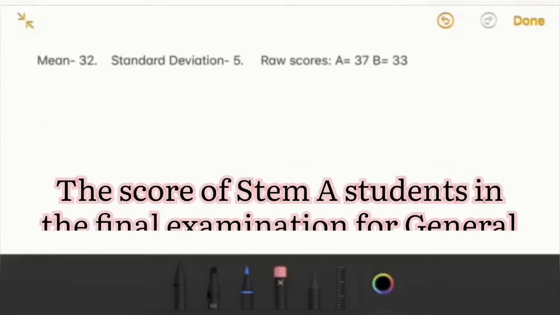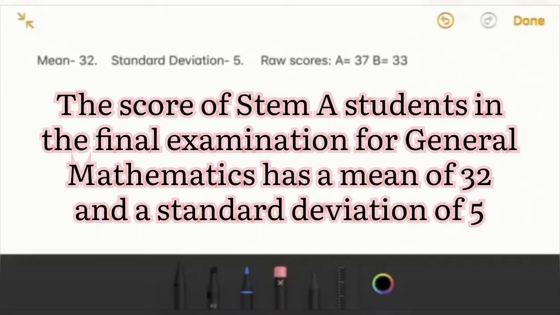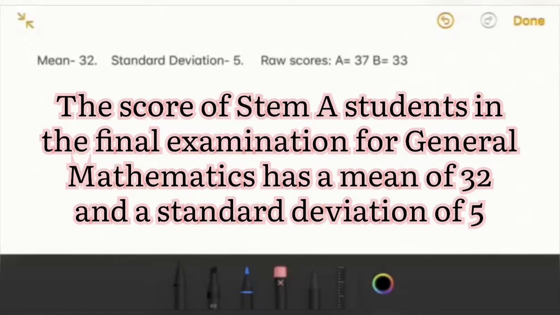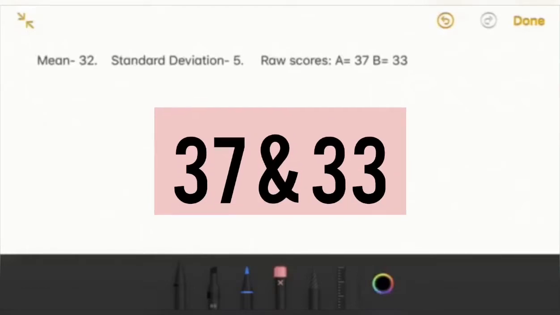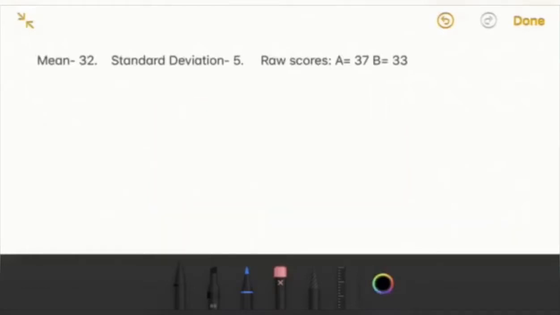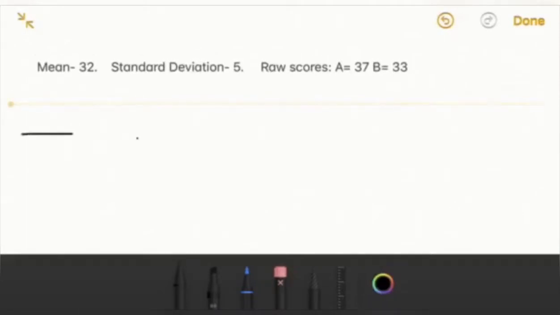Problem number 1. The scores of STEM 1 students in the final examination for general mathematics has a mean of 32 and a standard deviation of 5. Find the z-scores of the following raw scores. The raw scores are 37 and 33. Here is the formula for the z-score. z is equal to X, or the raw score, minus mu, or the mean, over sigma, or the standard deviation.